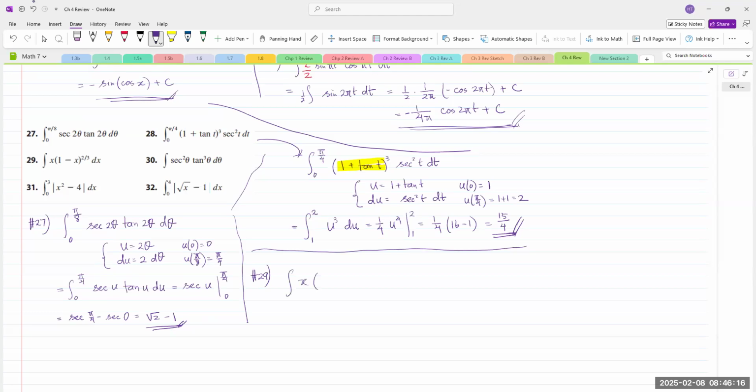Integral x times (1 minus x) to the power of 2/3 dx. My u is 1 minus x, du is negative dx. So this integral becomes, oh, what is the x? X is 1 minus u, and then u to the power of 2/3 times negative du, which equals negative integral of u to the 2/3 minus u to the 5/3 du.